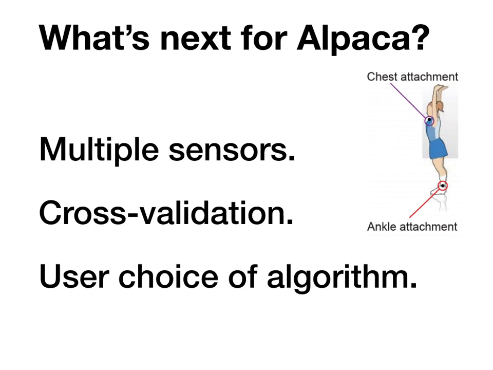So what's next for Alpaca? Well, we'd like to add multiple sensors. Certain motions are complex and require multiple body parts, like this cheerleader who's about to do a front tuck. We'd like to provide kids with multiple sensors so that they can use Alpaca ML with more complicated motions.